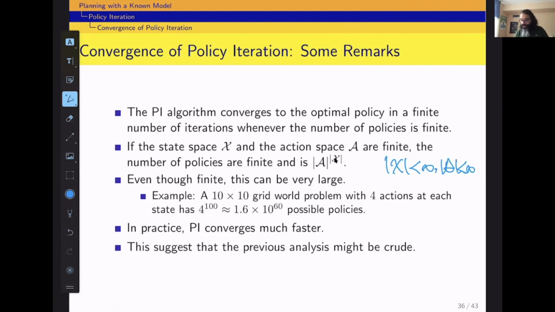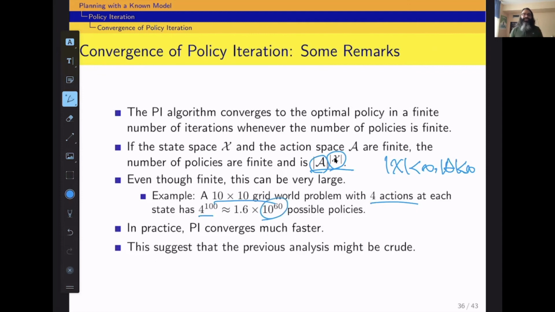And you can argue that the number of policies, and here we are talking about deterministic policies, would be the number of actions to the power of number of states, which is going to be very large. Like if we have, say, a 10 by 10 grid board with 4 actions, this would be 4 to the power of 100 policies, which is on the order of 10 to the power of 60.